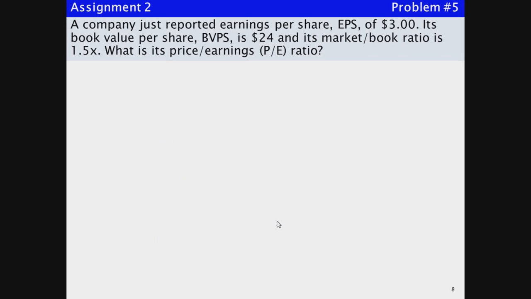Number 5. A company just reported earnings per share of $3. Its book value per share is $24, and its market-to-book ratio is 1.5 times. What is its price-earnings ratio?